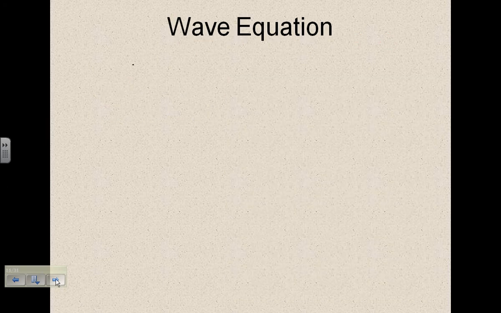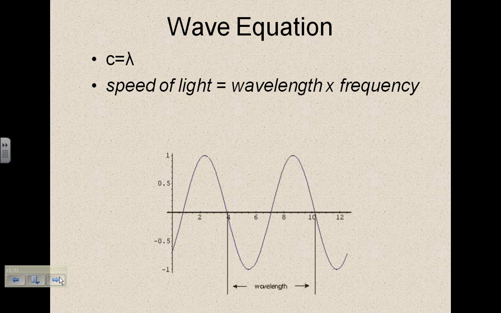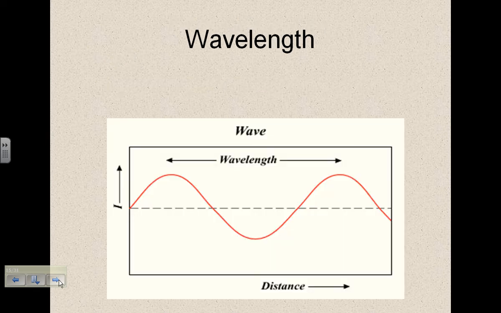So our wave equation, c equals lambda times f, frequency. So the speed of light equals wavelength times frequency. So wavelength, remember, is just crest to crest, trough to trough. Anytime you can measure a complete crest and a complete trough.